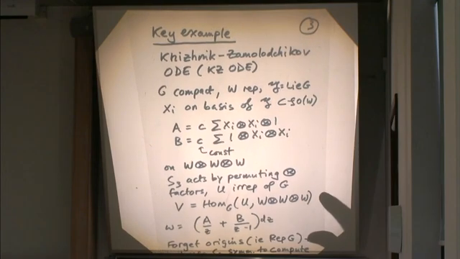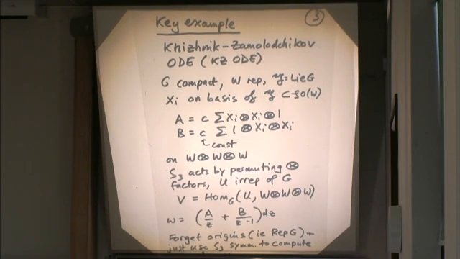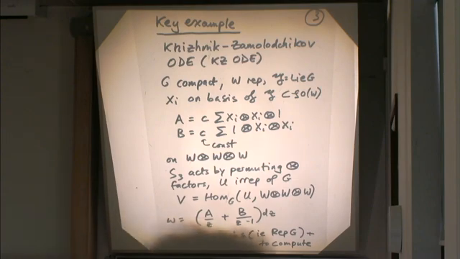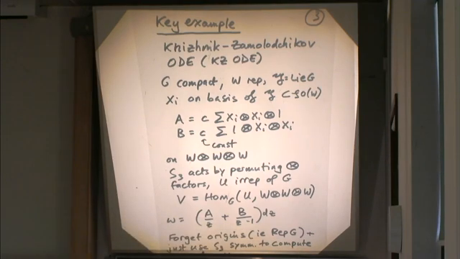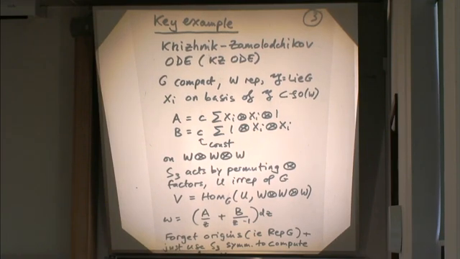Well, the key example, so I said, somehow this came from a group, and we're going to forget it, we're just going to keep that data, is the conditions of the ODE. And so here you take G, a compact group, acting on a vector space W unitarily.